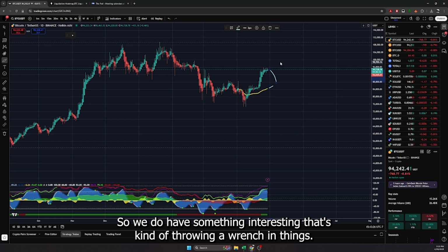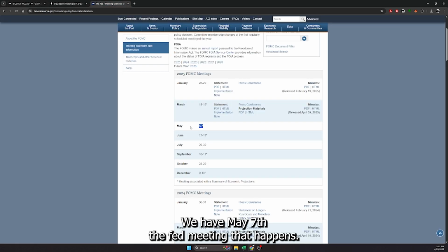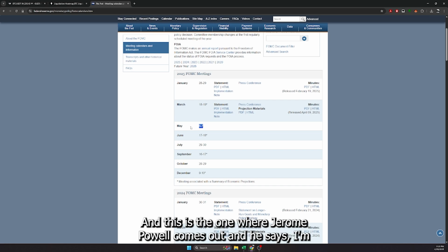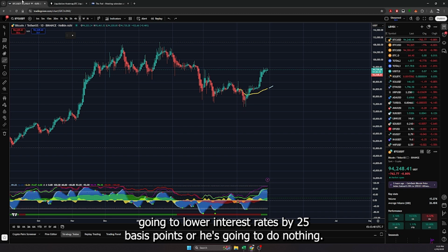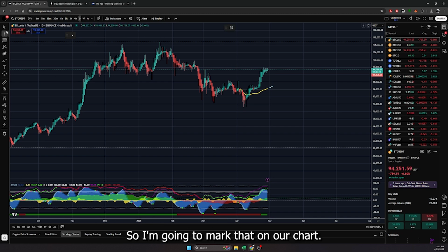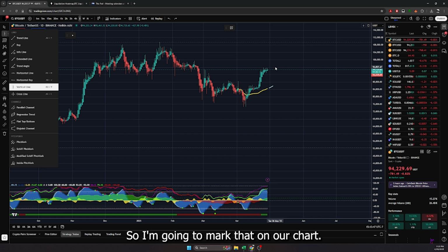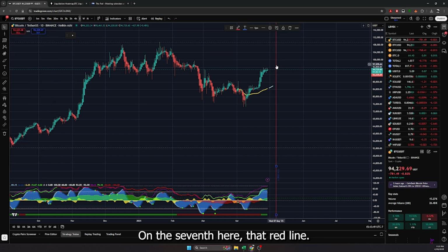So we do have something interesting that's kind of throwing a wrench in things. We have May 7th, the Fed meeting that happens. And this is the one where Jerome Powell comes out and he says, I'm going to lower interest rates by 25 basis points, or he's going to do nothing. So I'm going to mark that on our chart on the 7th here, that red line.